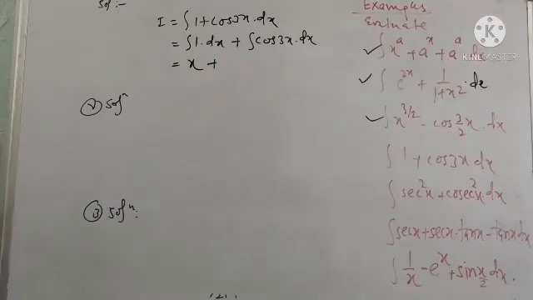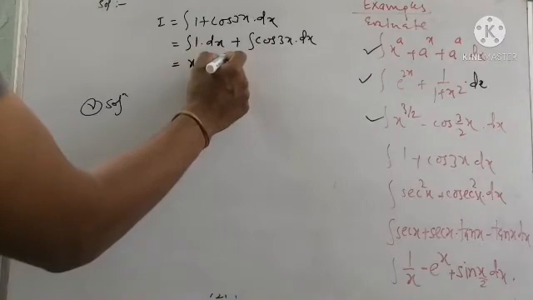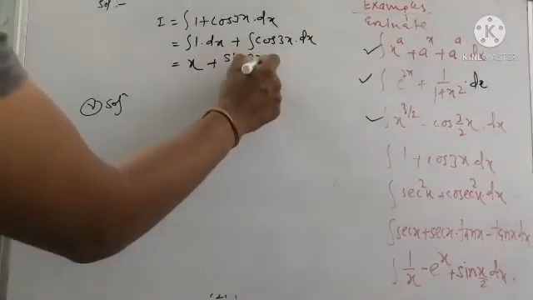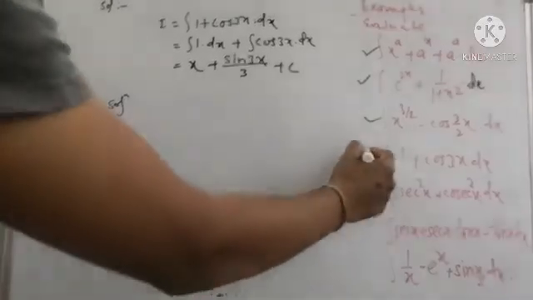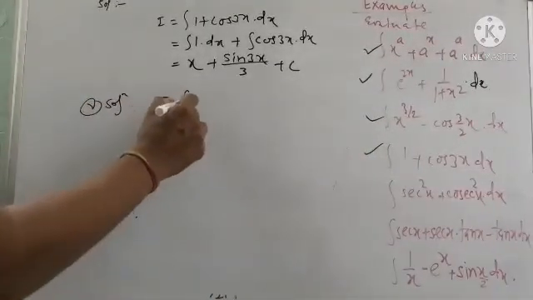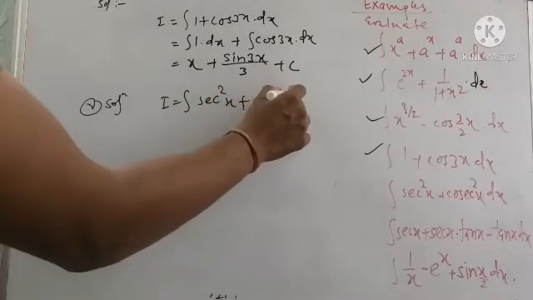Here the function is a cos, but the coefficient of x is 3. So by using the note, I take the integration as cos 3x divided by 3, plus. Next, integration of sec square x plus cosec square x into dx.